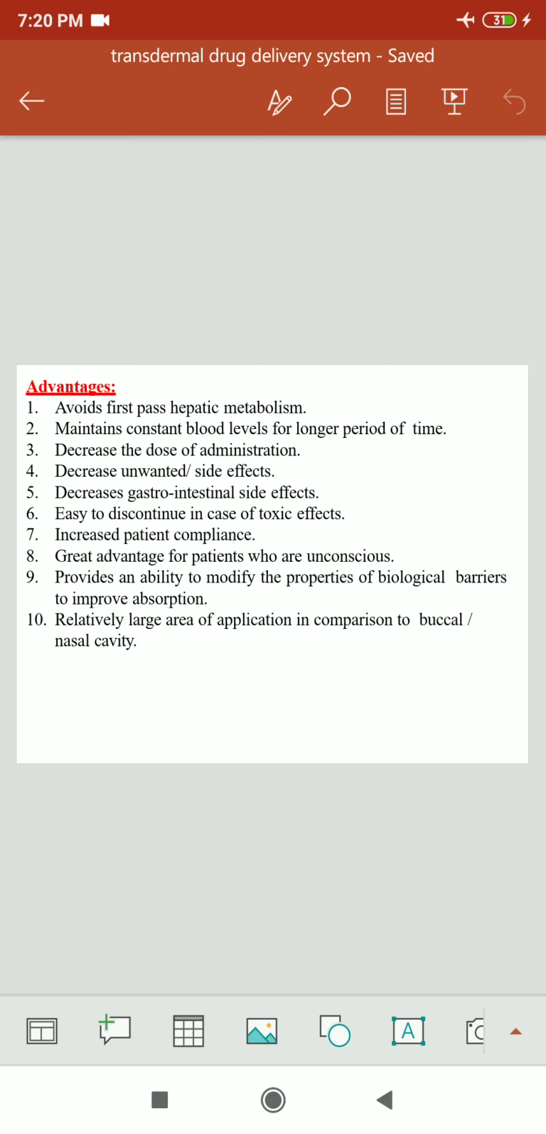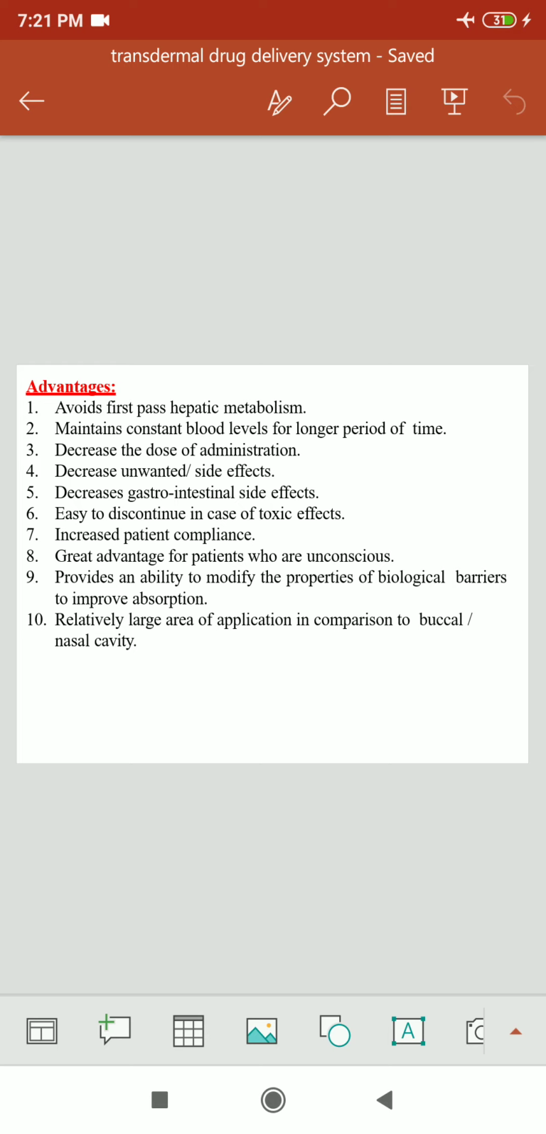Advantages of transdermal delivery: they avoid the first-pass hepatic metabolism, because we are applying the patch on the skin, not into any organ. They maintain a constant blood level for a longer period of time. They decrease the dose of administration because they give sustained release of the drug. They decrease unwanted side effects, including gastrointestinal side effects.